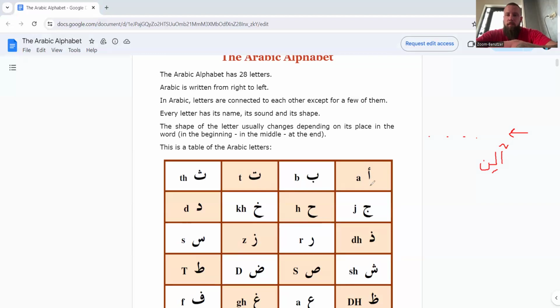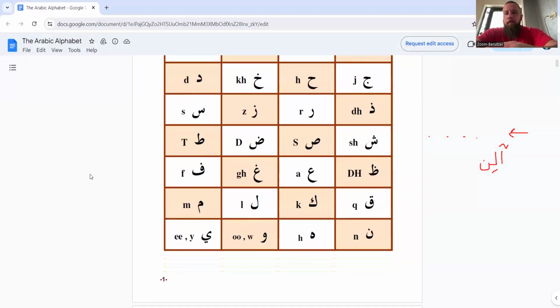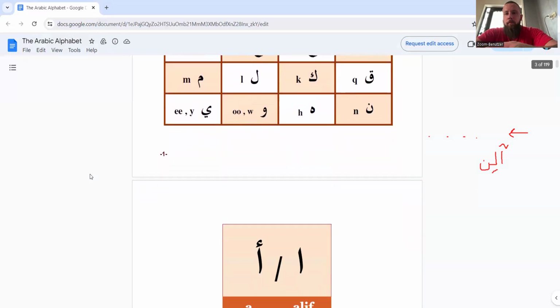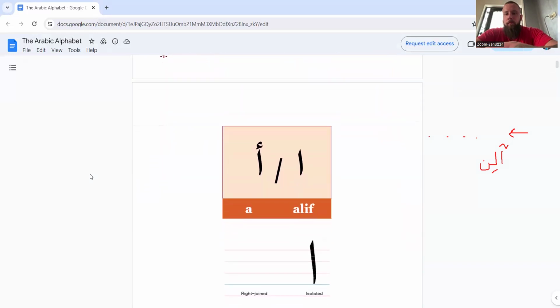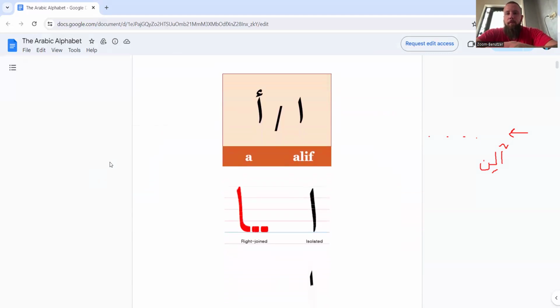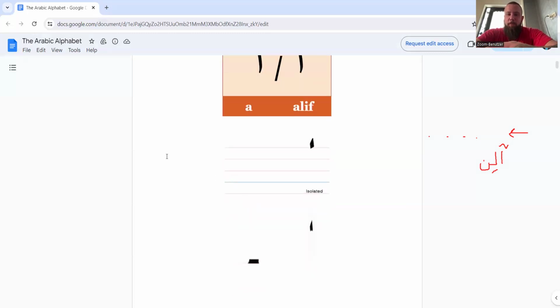Please stop me whenever I'm talking fast or there is any problem. Okay, great. And the shape of the letter changes depending on its place in the word, whether it's in the beginning, in the middle, or at the end. Okay. So this is the table of the letters. Let's go directly to the first letter. So these are the letters that I was talking about. So this is how we write it.